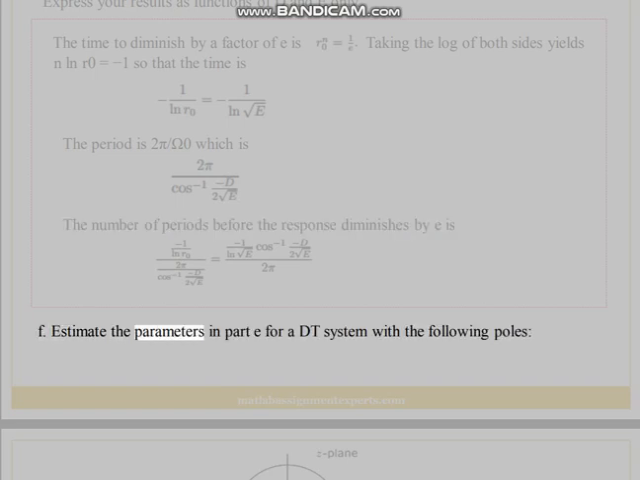F. Estimate the parameters in Part E for a DT system with the following poles.